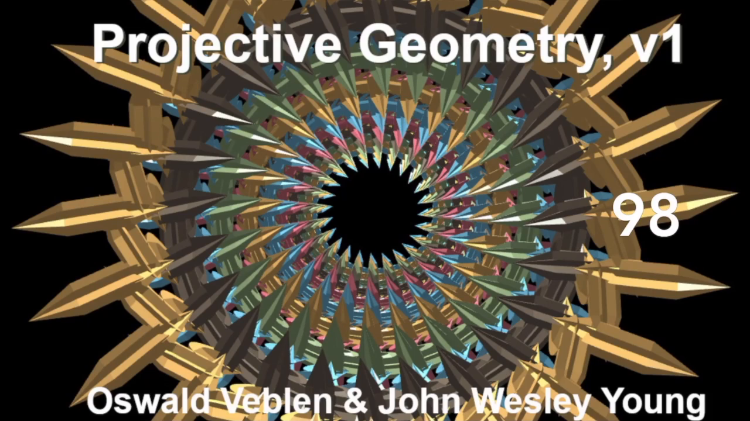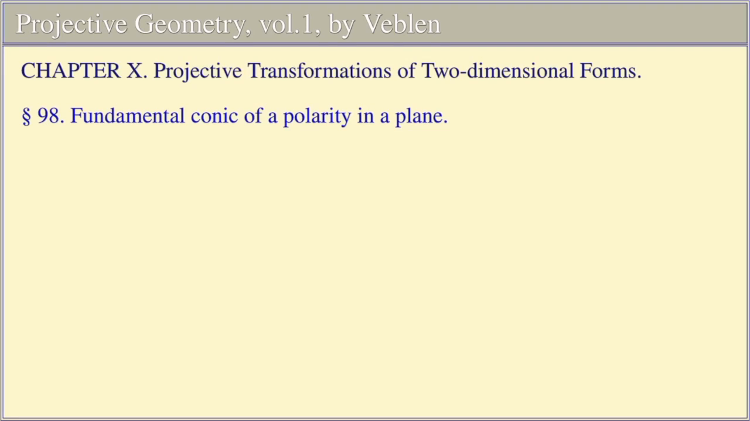Projective Geometry, Volume 1, by Oswald Veblen and John Wesley Young. Chapter 10, Projective Transformations of Two-Dimensional Forms. Section 98, Fundamental conic of a polarity in a plane.